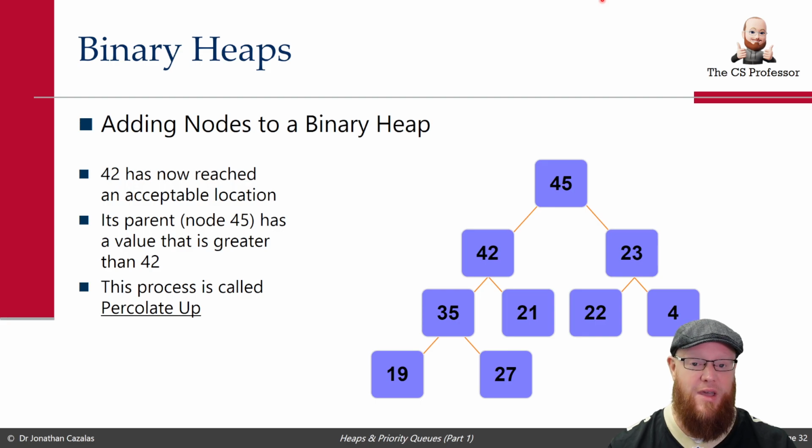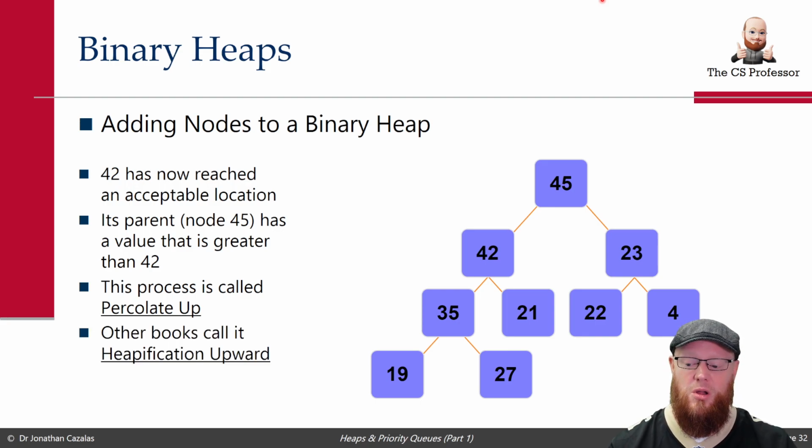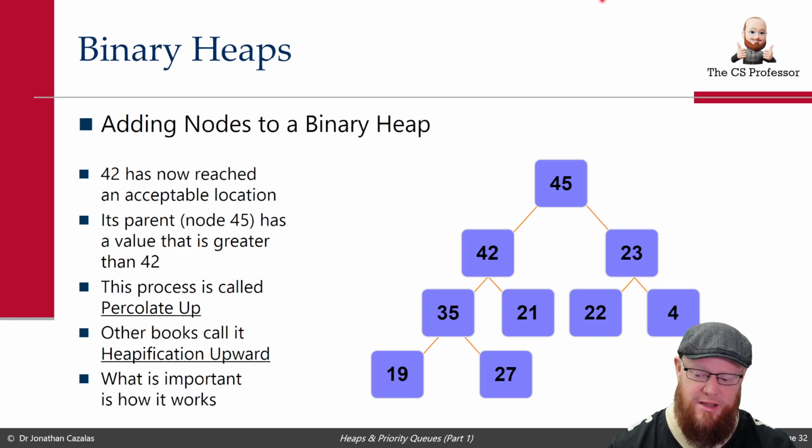We now have a heap. This process is called percolate up. Other textbooks call it heapification upwards. You get the idea. Insert at the next available spot and then percolate up as needed.